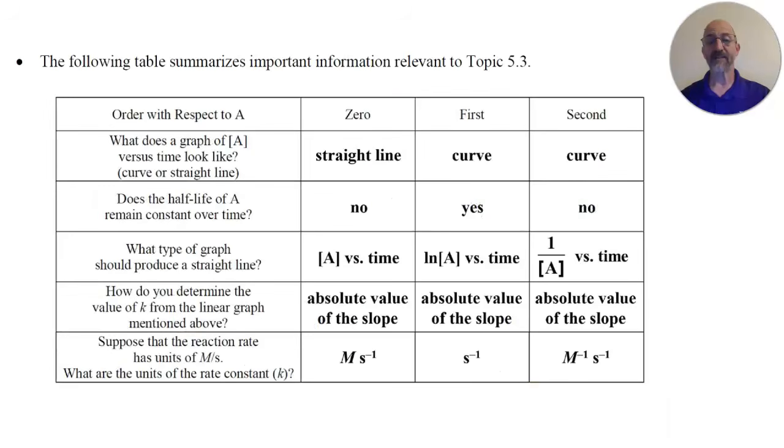And then this was a table that I had mentioned earlier in this lesson. So a summary of important information that's relevant to topic 5.3 with respect to what does a graph of concentration versus time look like? Does the half-life remain constant over time? What type of graph should produce a straight line? How do you determine the value of the rate constant K from the linear graph? And then again, what are the units of the rate constant?